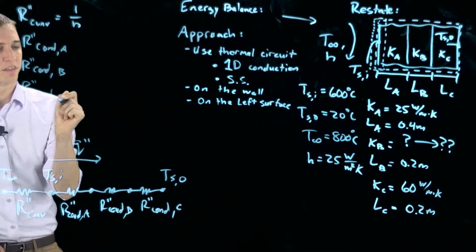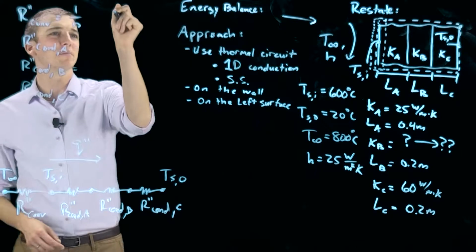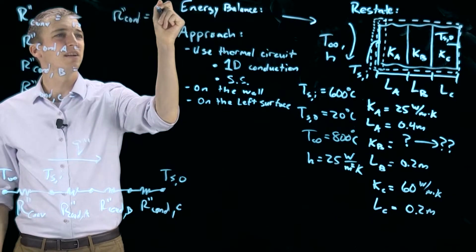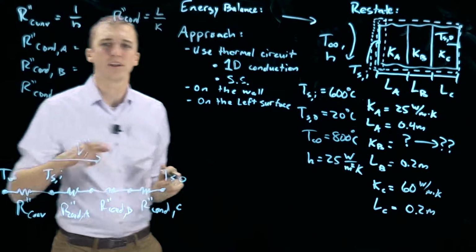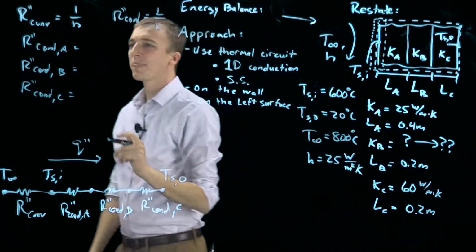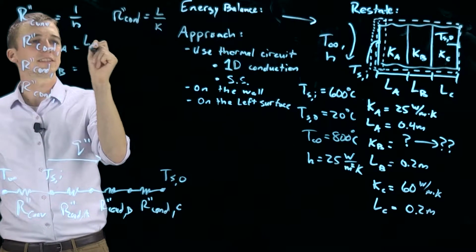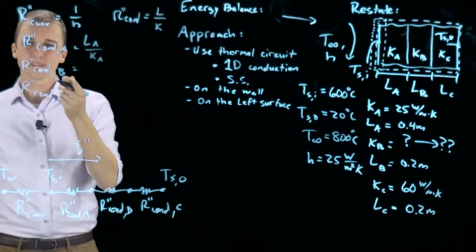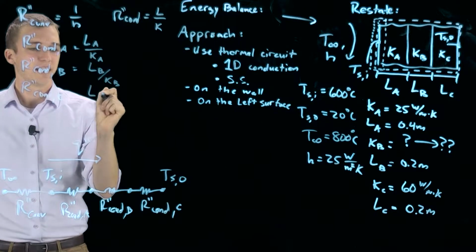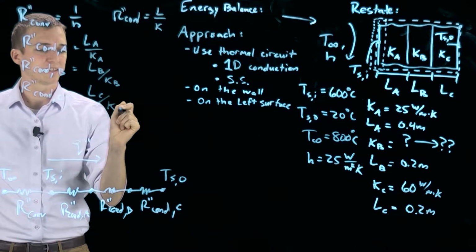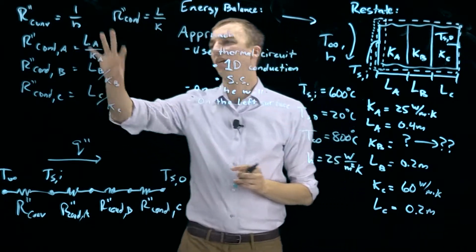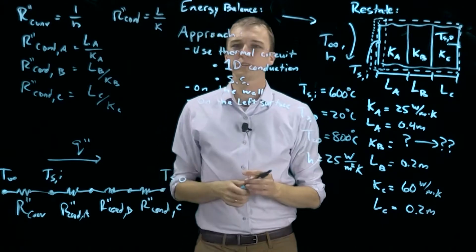Okay, and those, you will remember, let's just draw that here, are equal to L over K, or the length of our wall divided by the thermal conductivity of that wall. So for wall A, that's just LA over KA. For wall B, that's LB over KB. And for C, you guessed it, that is LC over KC. All right, so we have our resistances, we have our thermal circuit.